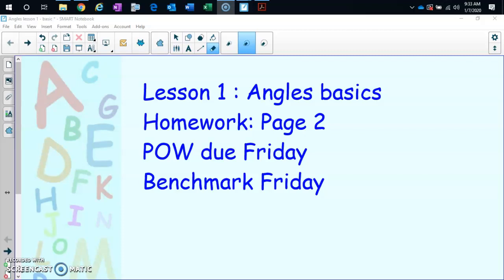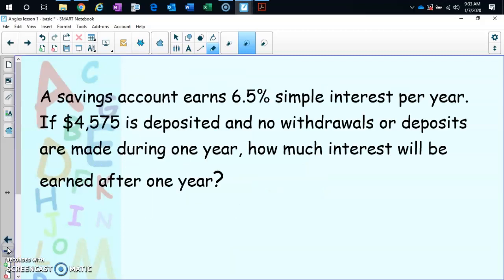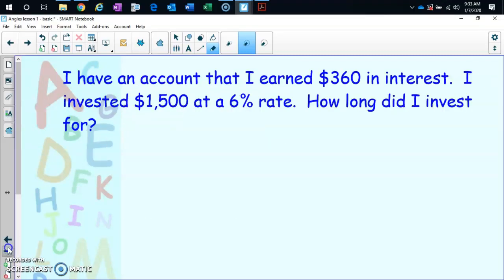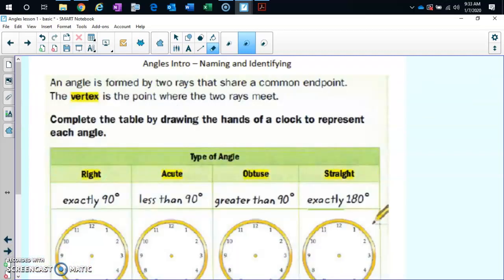The homework that goes with this lesson is page 2. Okay, so open up in your note packet to the first page, which is page 2. Today we are talking about angles.